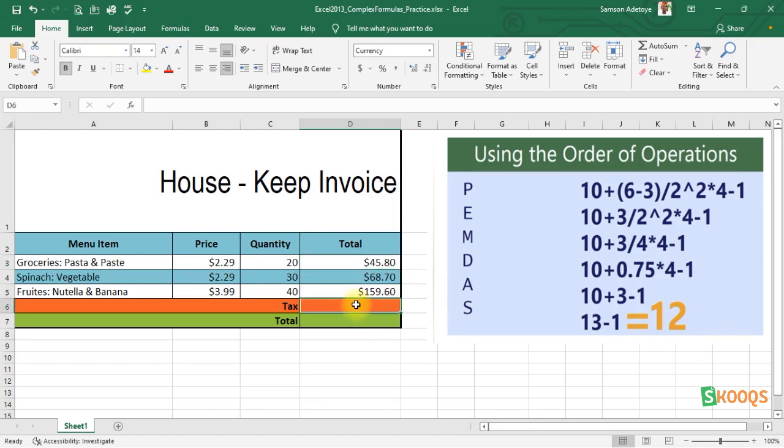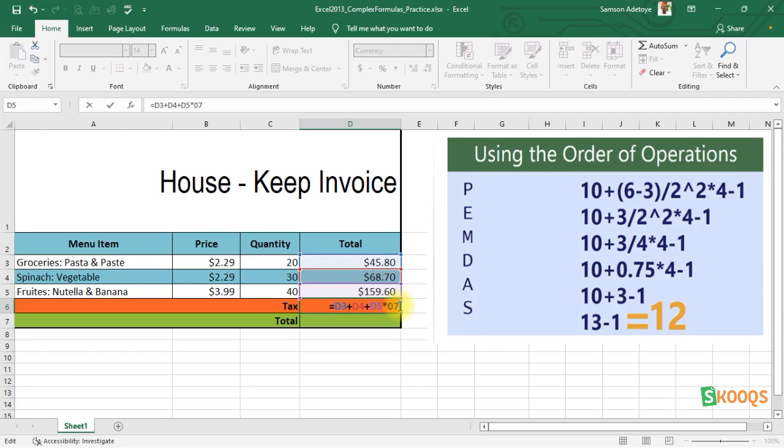The first thing to do is to enter your equal sign. Then you will say D3. This is D3. If you remember, this is the row, this is the column. So D3 plus D4 plus D5. Then multiply by, let's say, 7.5% of tax.